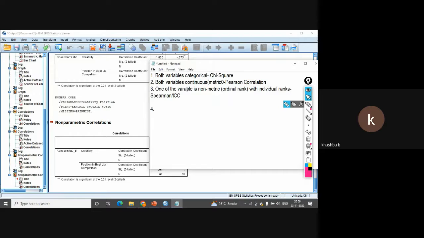Sir, can you repeat ICC? That is interclass correlation, correct? Yes. Like we call Pearson correlation as Pearson product moment correlation in statistics, similarly, we call Spearman as interclass correlation.